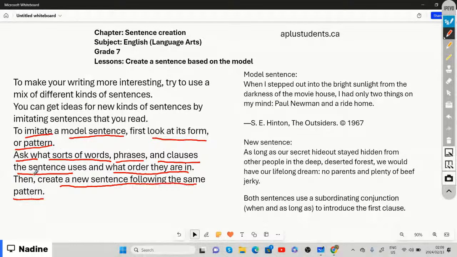So to make your writing more interesting, try to use a mix of different kinds of sentences. You can get ideas for new kinds of sentences by imitating sentences that you read. To imitate a model sentence, you first look at its form or pattern. Ask yourself what sort of words, phrases, and clauses the sentence uses and what order they are in, and then create a new sentence following the same pattern.